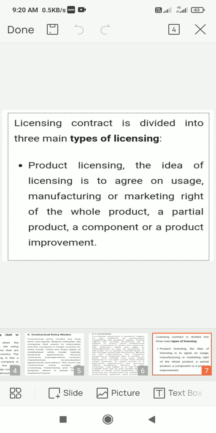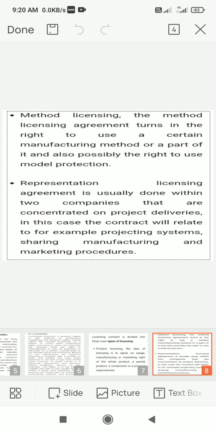Or sometimes the partial products of yours, or sometimes to improve a part or component of your product. So this is called product licensing. Next one is called method licensing, where you make an agreement to use the methods of manufacturing whatever you have done in your own factory, and the same method they can also use in their country. Okay, so that is called method licensing.